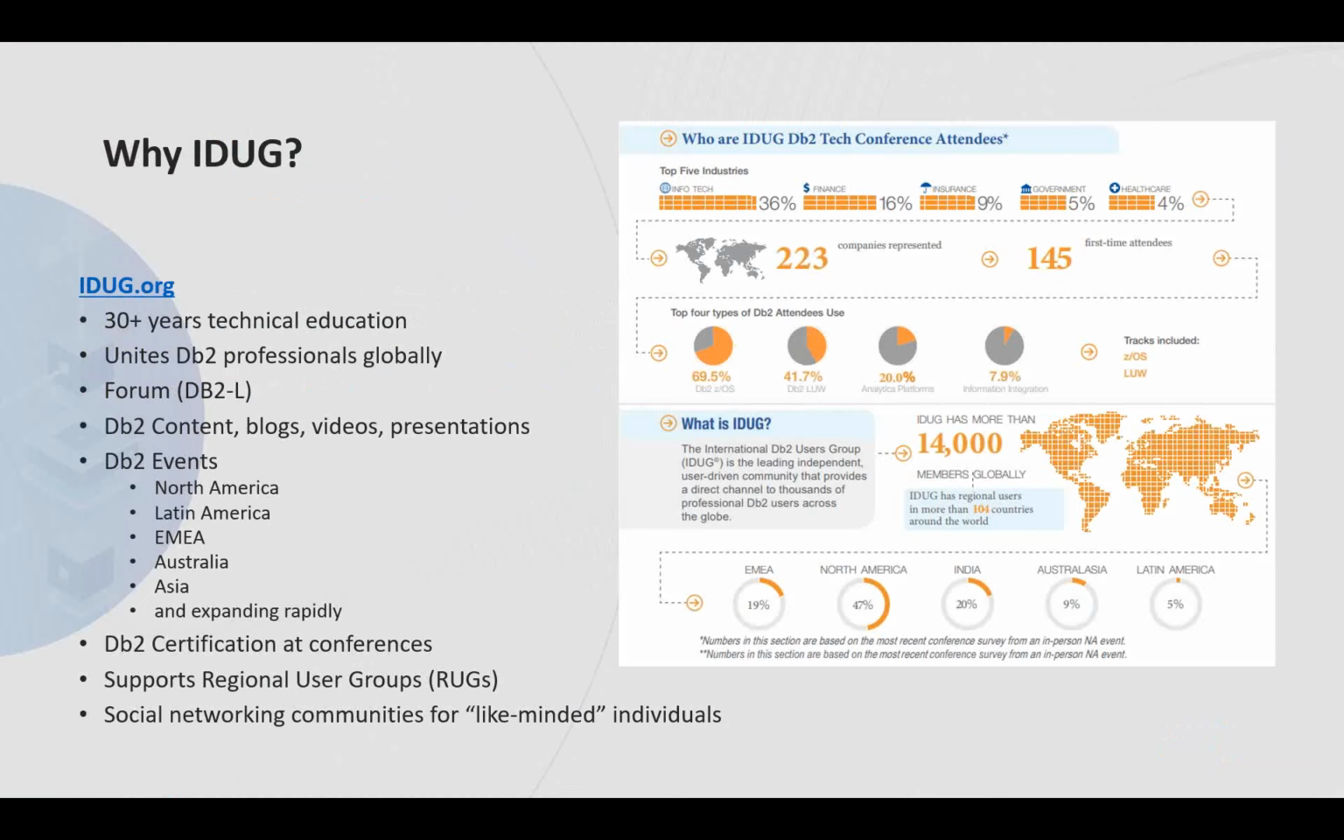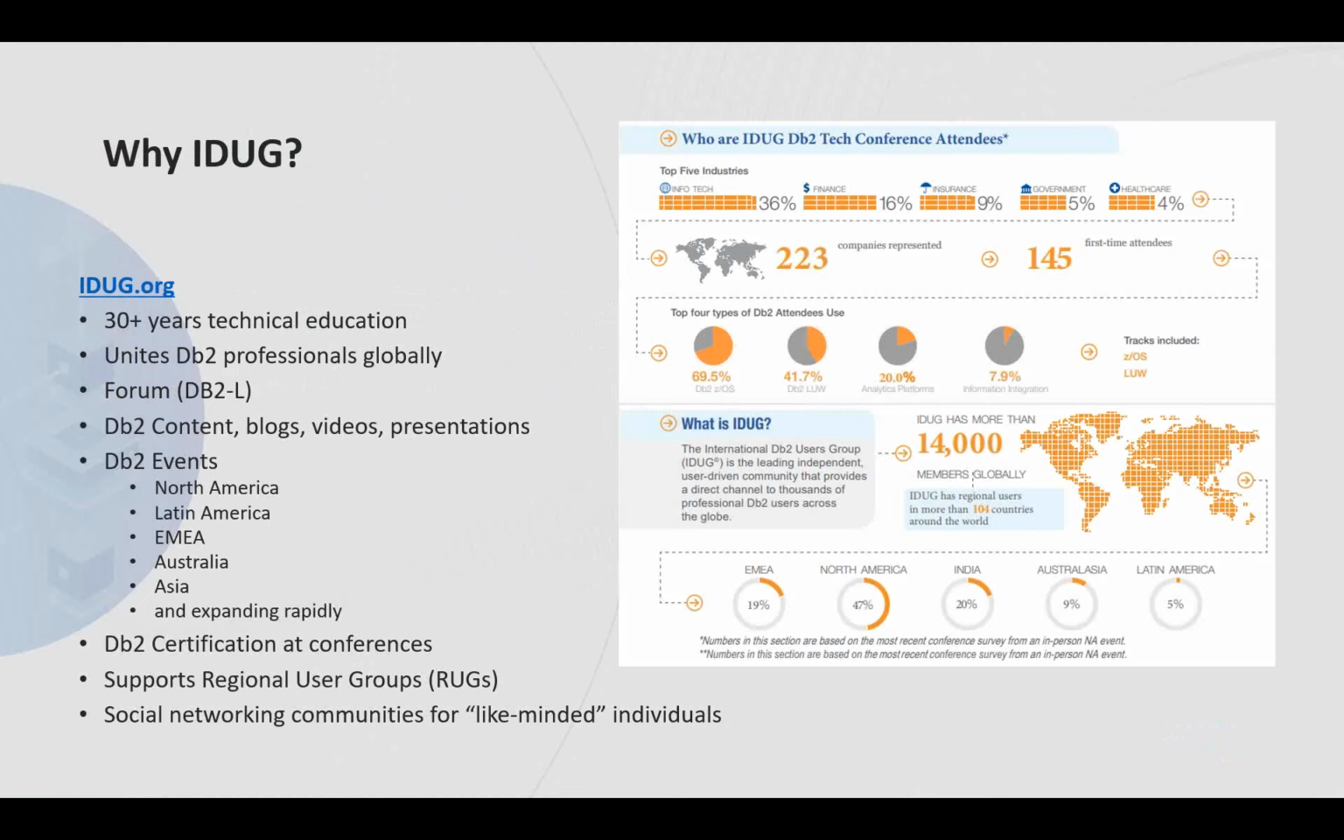You can always head over to idug.org, get all the information there. Really, I mean, we've been around for over 30 years. It unites DB2 professionals globally. As you can tell, by our prospectus, we have attendees all across the planet, from EMEA, North America, India, Australia, Latin America, really everywhere. We do have the DB2 forums, or as quickly known, the list serve.